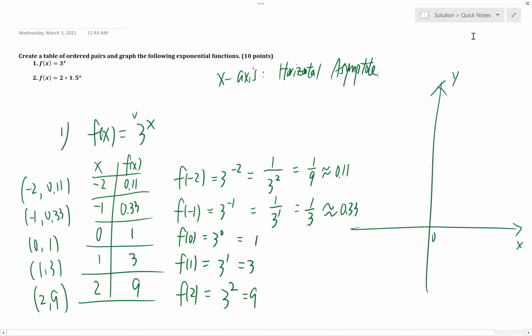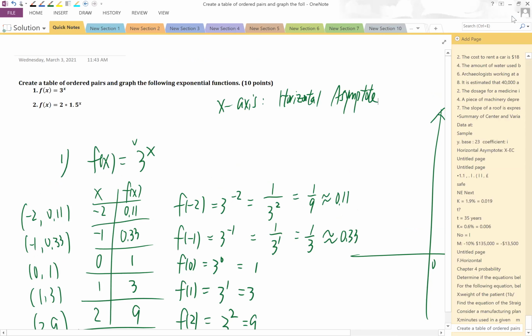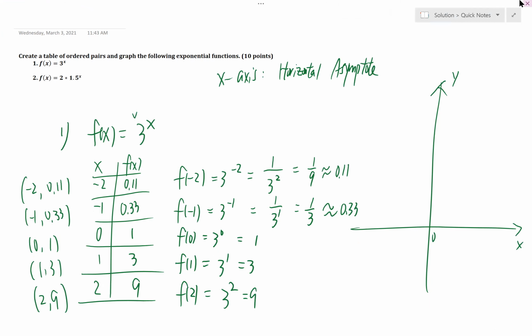Okay, so now we change to a different color to graph it. First ordered pair, -2. So we get -1, -2, and then 1, 2. On the vertical axis, the maximum is 9, so we need 9 units: 1, 2, 3, 4, 5, 6, 7, 8, 9. And mark all those important numbers. 3, 1.